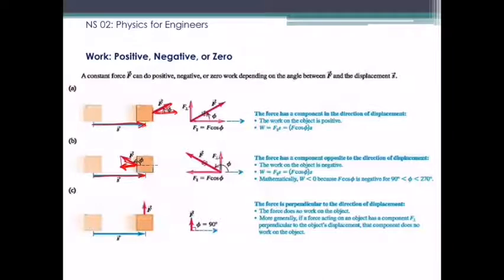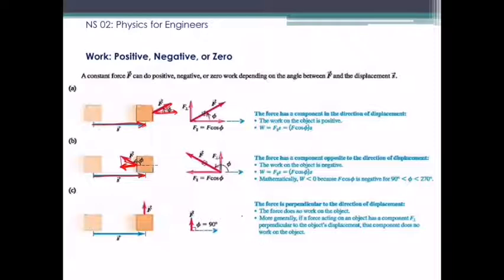Mathematically, the work is less than 0, or negative, because F cosine phi is negative when your angle is greater than 90 degrees but less than 270 degrees. That is, you can obtain a negative answer for that. So your work is also negative.